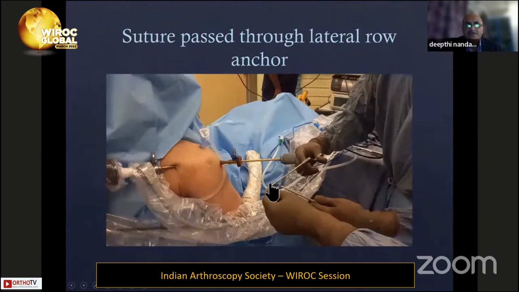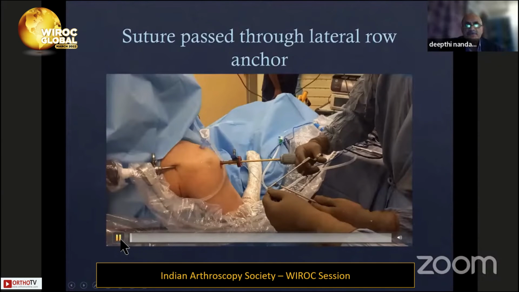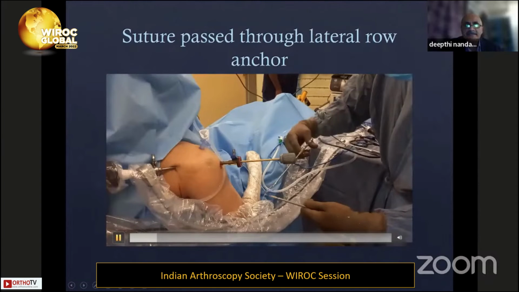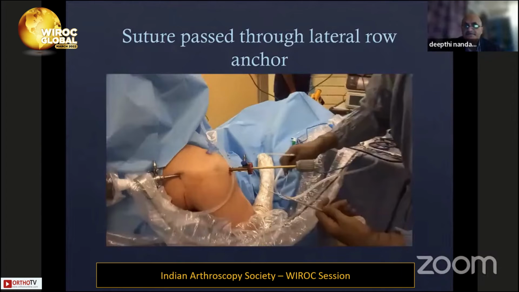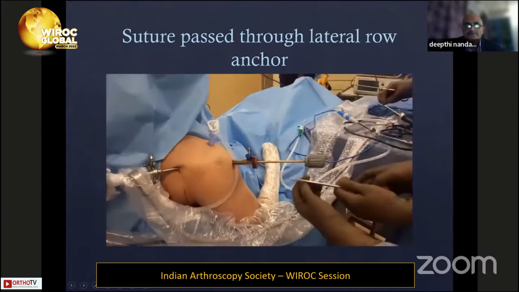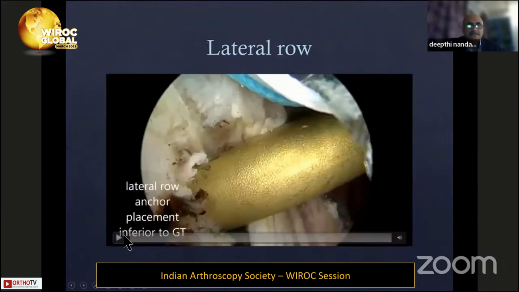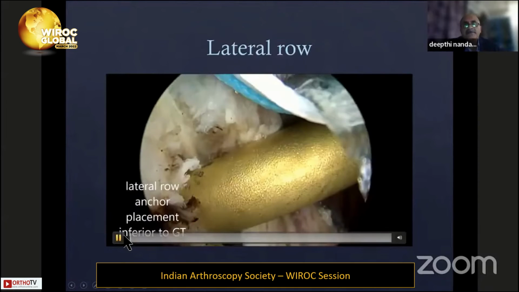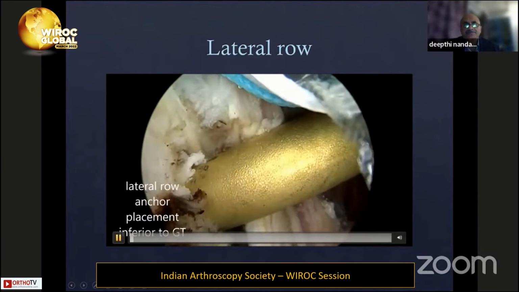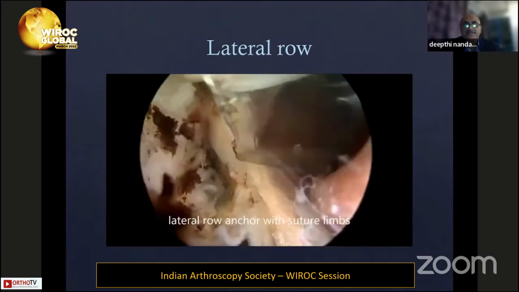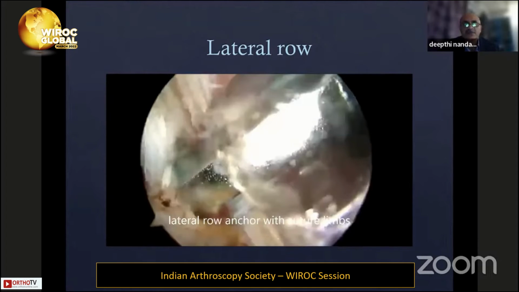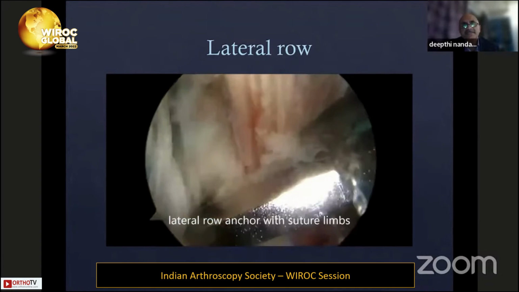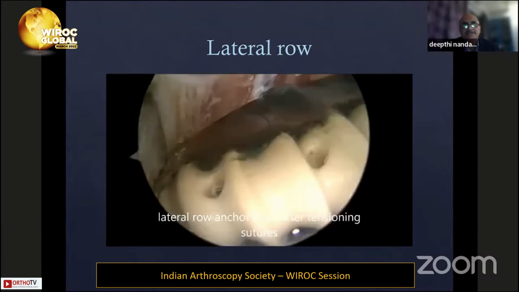That's the lateral sutures going in through the anchor. You pass the sutures through the anchor, and this anchor, we anchor it lateral to the greater tuberosity. That's all for the anchor placement. And the anchor is coming in now with the sutures, which is passed in through that hole and tensioned, so that each of these limbs is pulled to tension the cuff down.